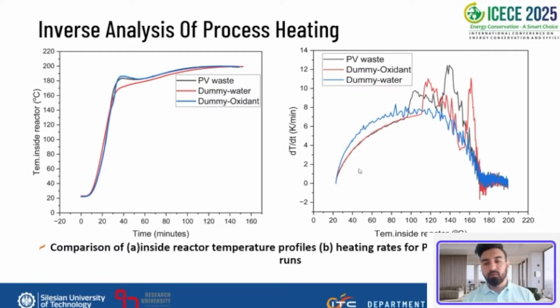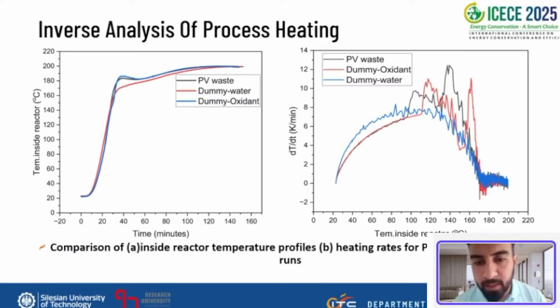So to make it more clear, we plotted the temperature inside the reactor against the change in temperature per minute, meaning heating rates. In the case of water, on the right side of the graph, you are seeing these blue lines. You can see small peaks, but these are just small fluctuations, and there are no very big or differentiable peaks when we were heating the water. On the other hand, you are seeing big peaks in the case of the red lines and the black lines, for the dummy run with the oxidant and the dummy run with the PV waste.